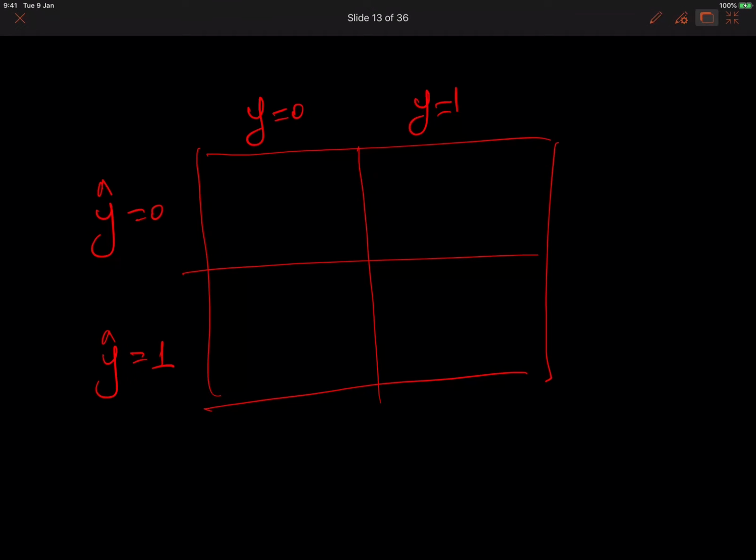So my hypothesis tells negative, and the ground truth is negative. What is the name for this situation? It's called true negative. Okay, and this is of course called true positive, right? So if my hypothesis tells negative, but in reality it should be positive, it is called false negative, and this is called false positive. Okay, so I have 4 possible outcomes.